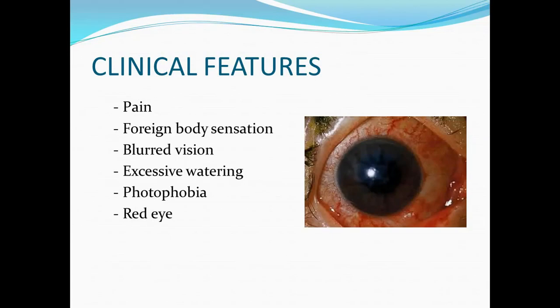What are the clinical features of chemical injuries? A patient with a chemical injury presents with pain, foreign body sensation, blurring of vision because of corneal injury and edema, excessive watering, a lot of photophobia, and a red eye, with diffuse congestion in and around the eye.